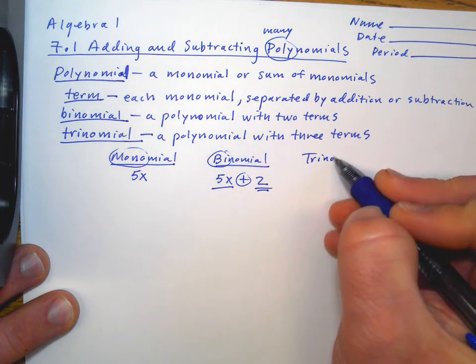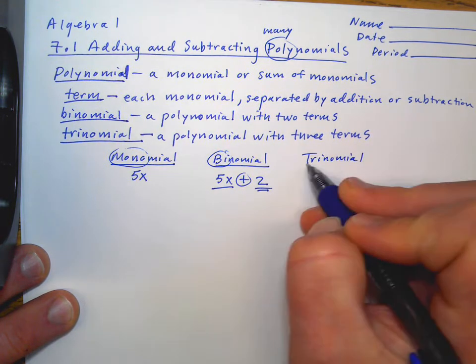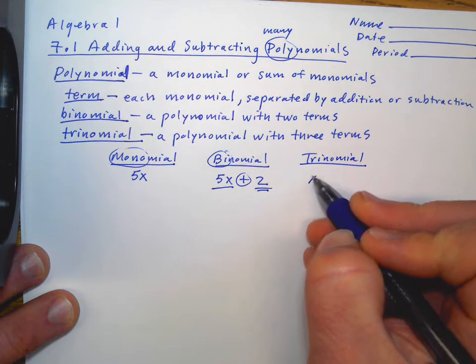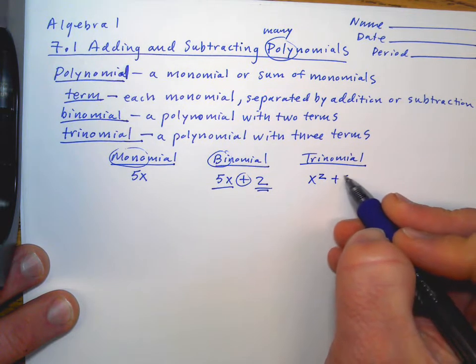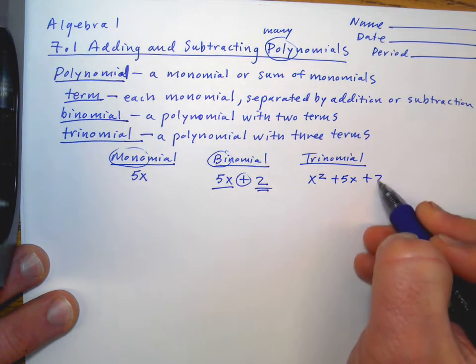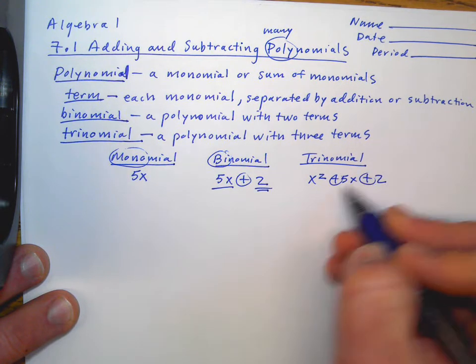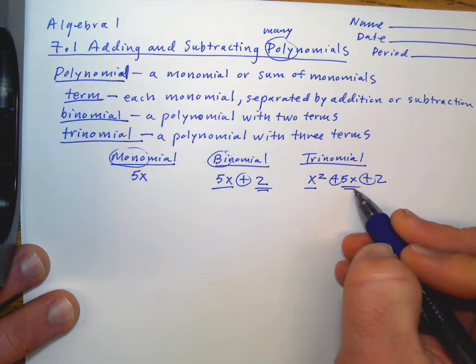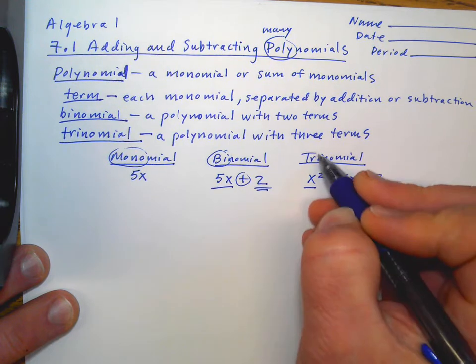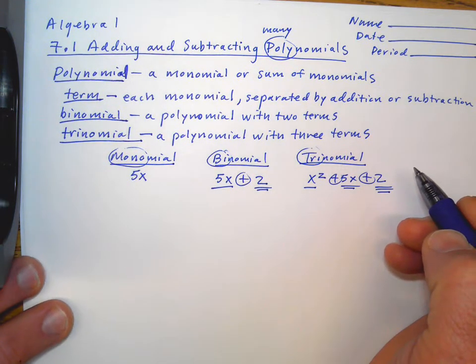Trinomial would be something like this, x squared plus 5x plus 2. So the pluses separate the terms. So there's 1, 2, 3 terms, trinomial. Okay.